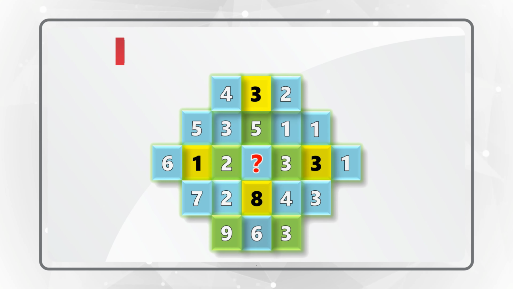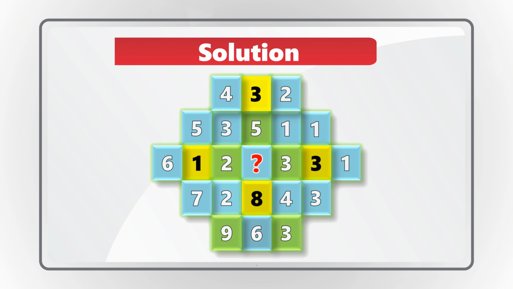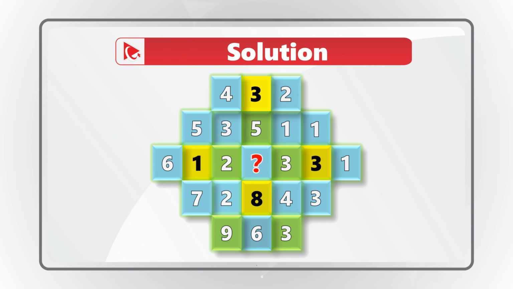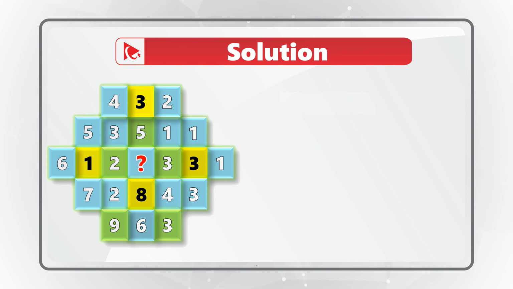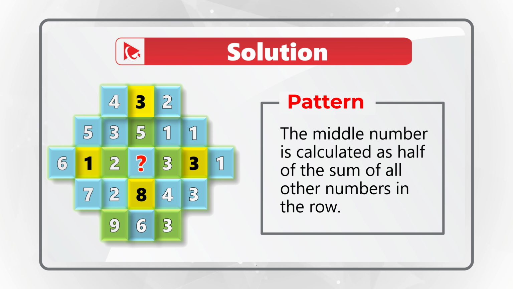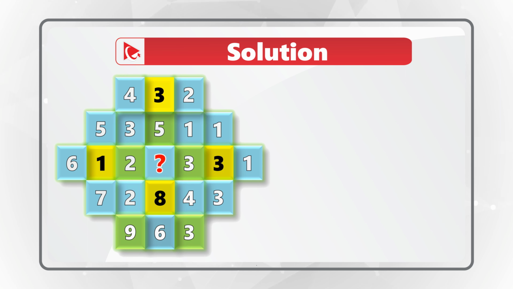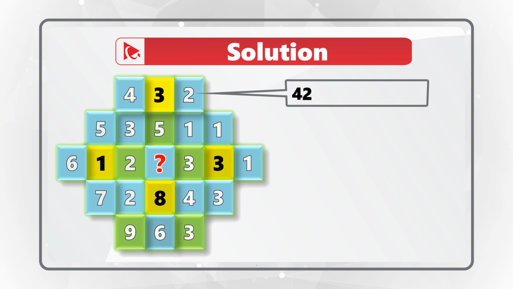Detecting the pattern in this question is tricky, but not impossible. And the reason is because question designers used some tricks to confuse you. The correct pattern is that the middle number in each row is equal to half of the sum of the other numbers in the respective row. Let's look at the example in the first row. Number 3 in the middle in the yellow box is calculated as 4 plus 2, which is 6, divided by 2. The end result equals 3.